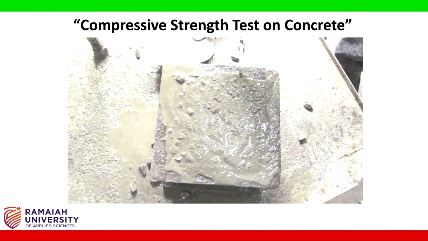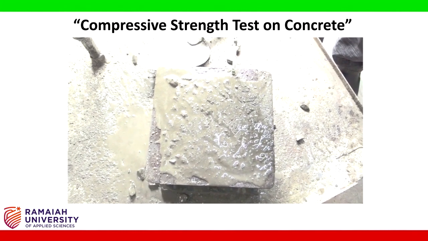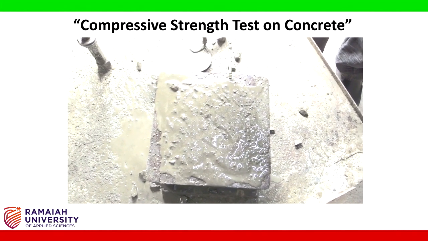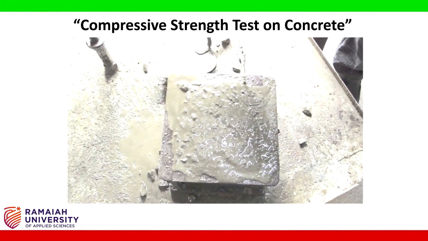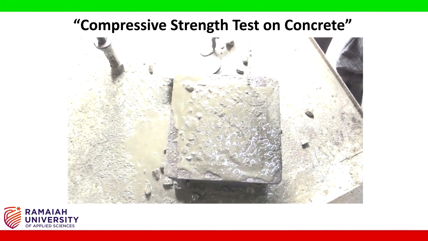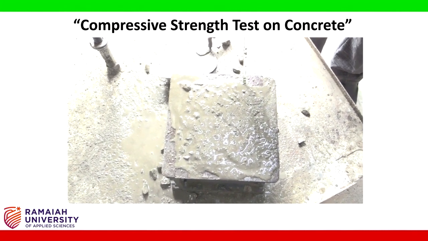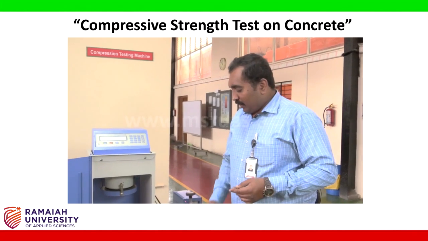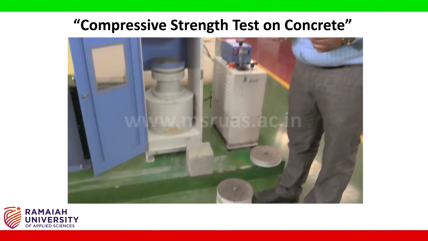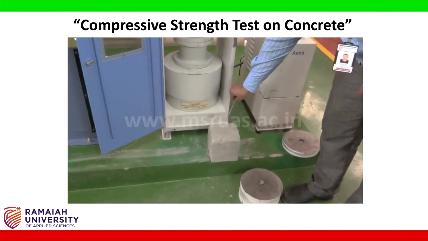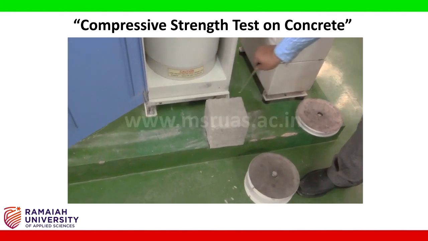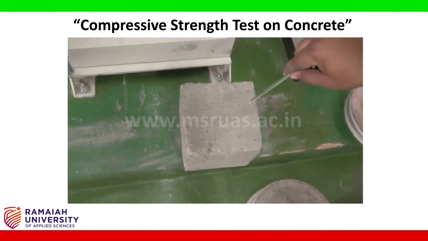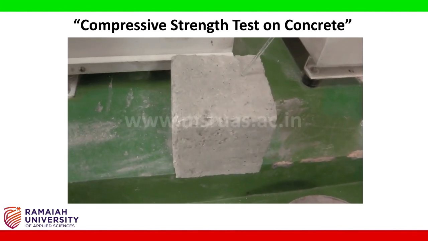We are going to leave this mold as it is for 24 hours and air cool it. Then we are going to demold the shutter. After demolding, we are going to keep it in curing for 28 days. After curing for 28 days, we get a cube. The dimensions of the cube are measured, L and B, which gives you the cross-sectional area of the cube.